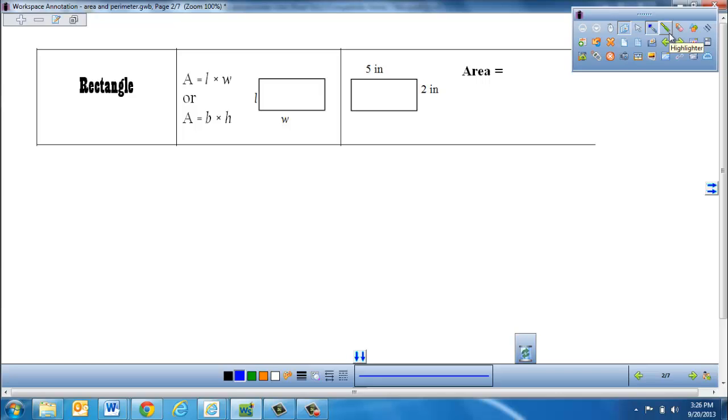Okay, and moving on to a rectangle. A rectangle, the formula for area, most of you know length times width. Some students like to use the vocabulary words base times height. But we're going to just take the length of the rectangle times the width of the rectangle. So I'm going to plug in 5 times 2. That equals 10. And then again, our label would be inches squared.